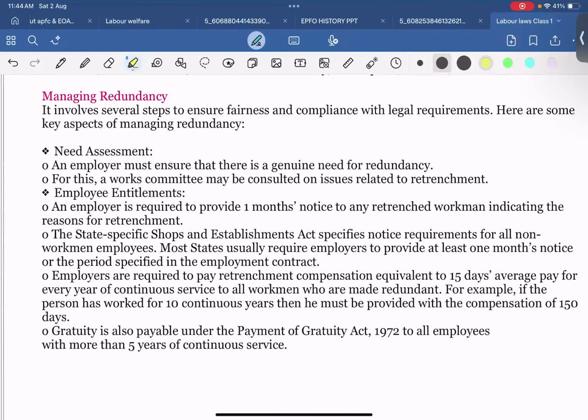Okay. So employer's entitlement: an employer is required to provide 1 month's notice to any retrenched workman indicating the reason for retrenchment. Next is the state-specific Shops and Establishments Act, a specific notice requirement for all non-workman employees. Most states usually require employers to provide at least 1 month's notice or the period specified in the employment contract. Employers are required to pay retrenchment compensation equivalent to 15 days average pay for every year of continuous service to all workmen who are made redundant. For example, if the person has worked for 10 continuous years, then he must be provided with compensation of 150 days.